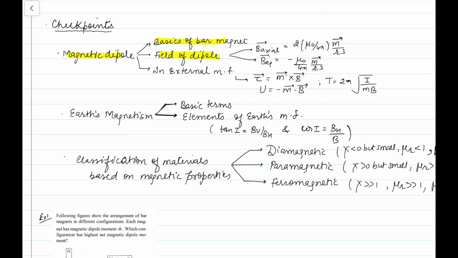Then, what is the field produced by a dipole? Specifically at the axial and equatorial points you should remember, and even at a point which is neither axial nor equatorial you can get it in terms of theta. And its behavior in an external magnetic field: in a uniform field it doesn't experience a force but a torque, and the potential energy associated is minus m dot B. If from the stable equilibrium position of theta equal to 0 degrees it is slightly displaced, it will oscillate with a time period 2 pi root I by mB, whatever you write. And the questions based on cutting a magnet and oscillating again, those types of things you should remember.